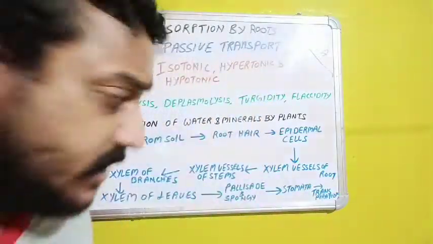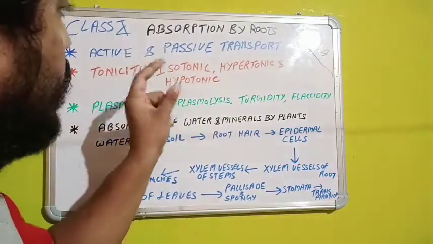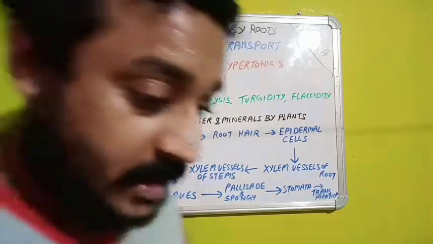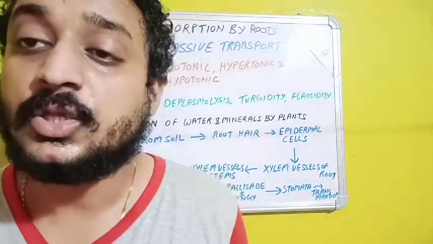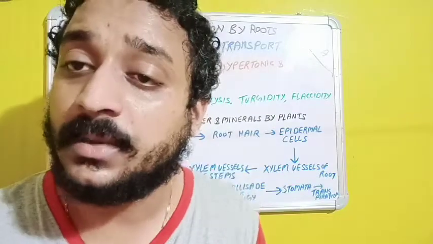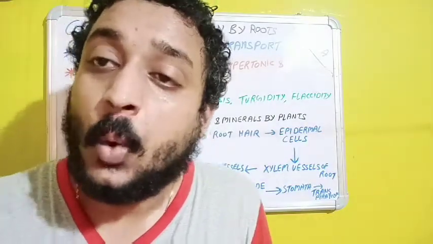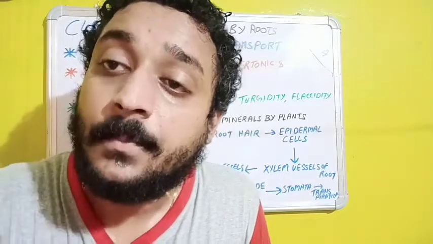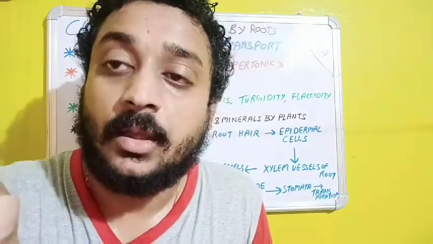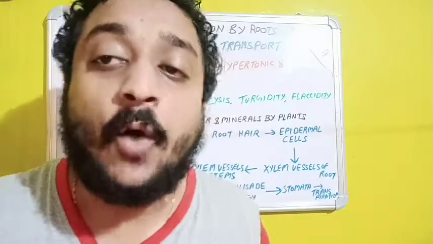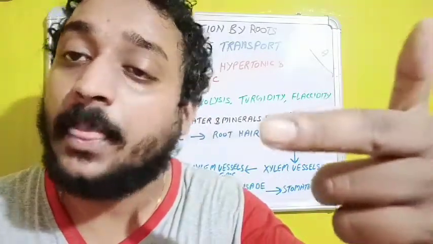So under tonicity, we will learn about isotonic, hypertonic and hypotonic. Now let us talk about isotonic first. So what is isotonic? Isotonic means a solution which has the same osmotic pressure or osmolarity as the solution present on the other side.